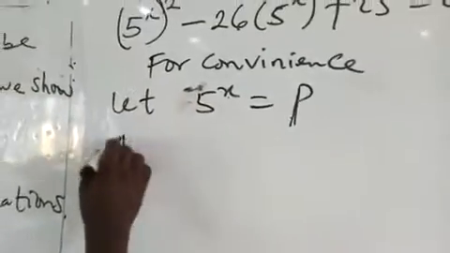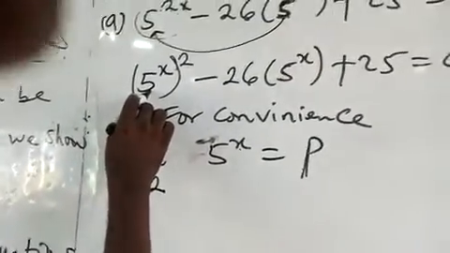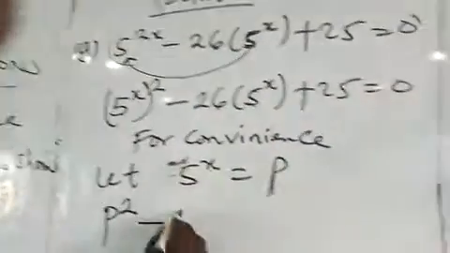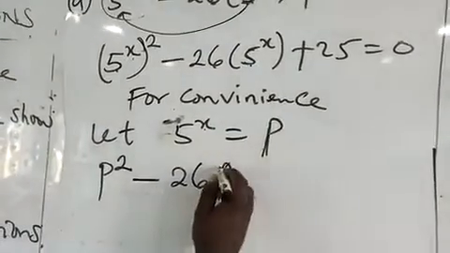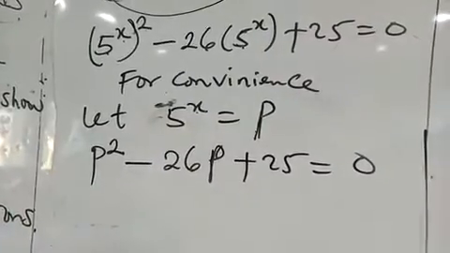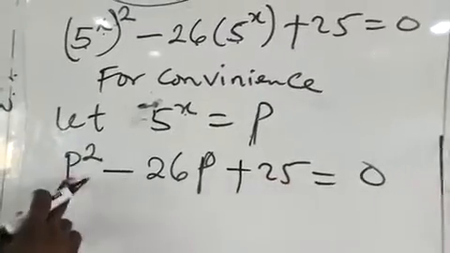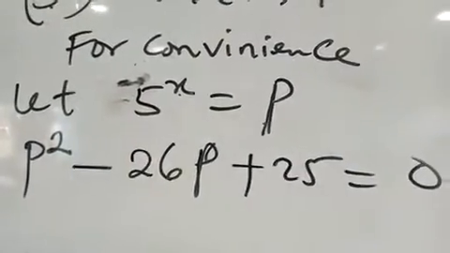We now have p squared, because this one has been replaced by p. This is now p. So p raised to power 2 minus 26p, you don't need to even put it in brackets, minus 26p, then plus 25 equals to 0. Do you see now? You can see that naturally it has reduced to a quadratic equation. This is what we are talking about.